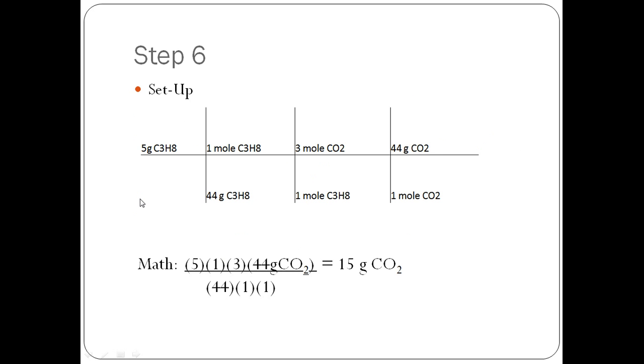Okay, so our units ended up canceling out for grams of propane, moles of propane, and moles of CO2, leaving us with grams of CO2. If you realize right here, you really don't need a calculator because 44 divided by 44 is 1, and so all you have to keep in mind is 5 times 3, which is 15 grams of CO2.